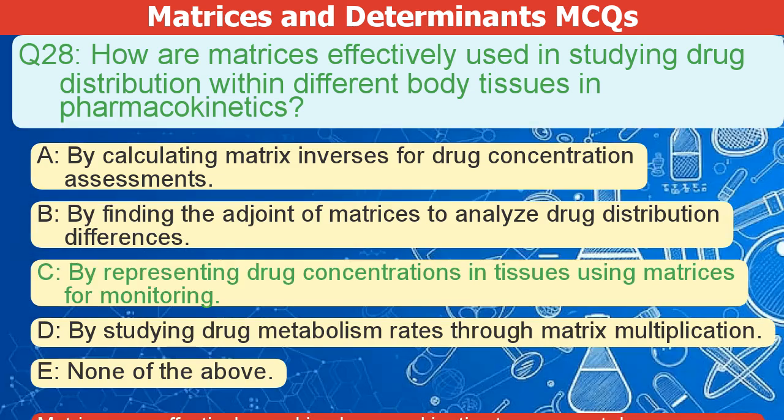The correct answer is C. Matrices are effectively used in pharmacokinetics to represent drug concentrations in different body tissues, enabling researchers to study and monitor drug distribution patterns.